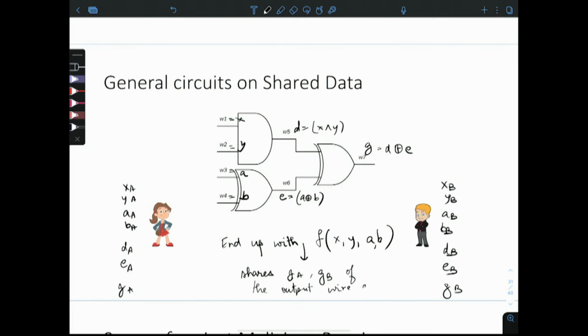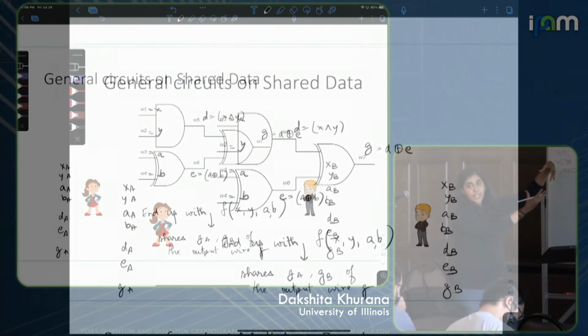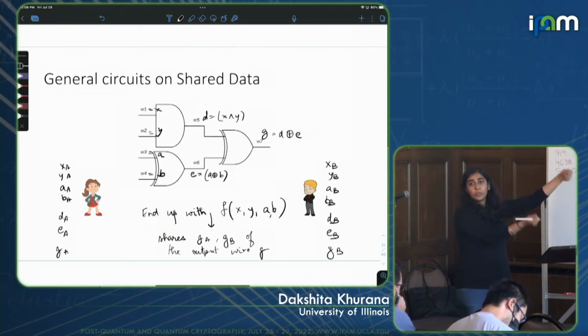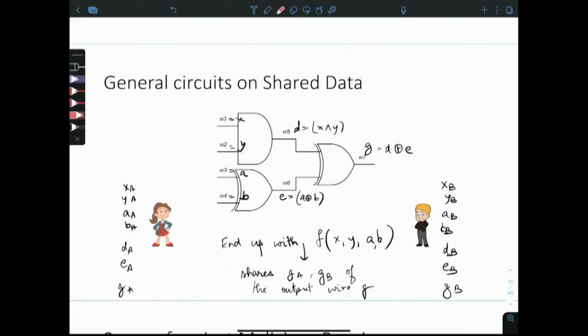Okay. And this is just repeatedly applying the protocols that we've already seen. Like you start with shares of input wires. Let's say it's an AND gate. You run the AND protocol. You end up with shares of the output wire. And so that's what you do for this first gate right here. Now, for the gate below, do the same thing. Again, you end up with shares of the output wire. Now, these output wires are nothing but input wires to the next level. So repeat the same thing for the next level and keep going.